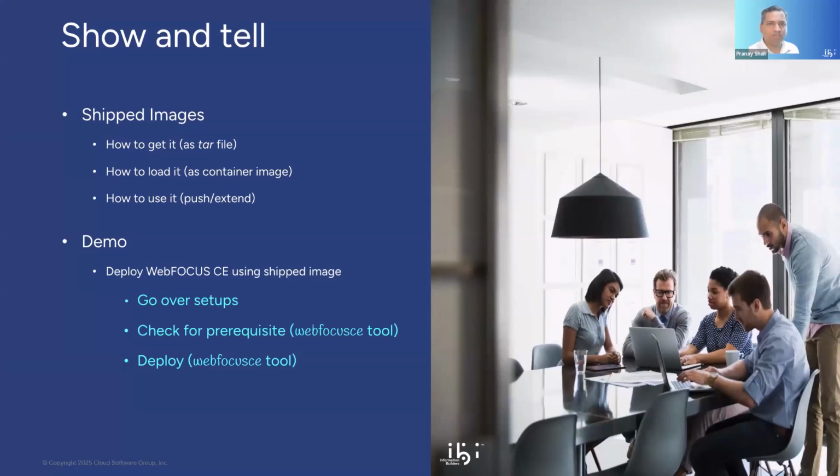My goal here is to make sure that in the next 30 minutes, I quickly give you an overview of what is new, or what we've been working on to make adoption of the Container Edition easy and seamless. Before the quick agenda, what I'm going to show and tell you is shipped images. That is something we've been working very hard on for the last 1 year, and finally we have it now, for about the last 4 or 5 months. I'm going to go over how you get the container images out of it, and then what you're going to do after that. We'll have a quick demo about how to use these shipped images, mainly using the WebFOCUS CE tool that Sachin mentioned, and we'll do the entire demo using that. So that's the roadmap of my demo.